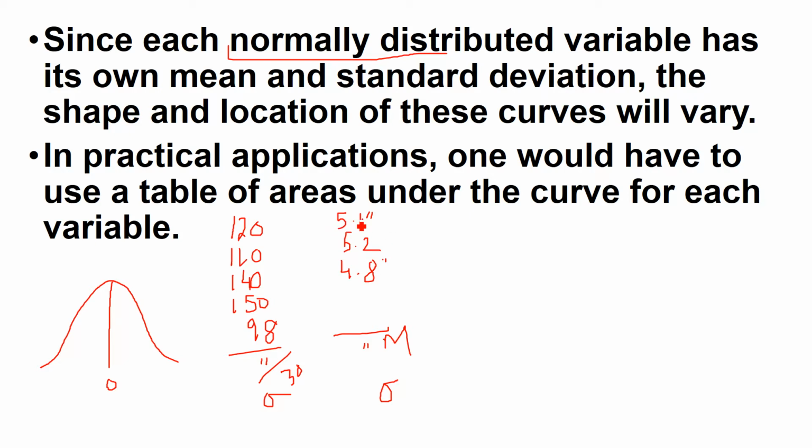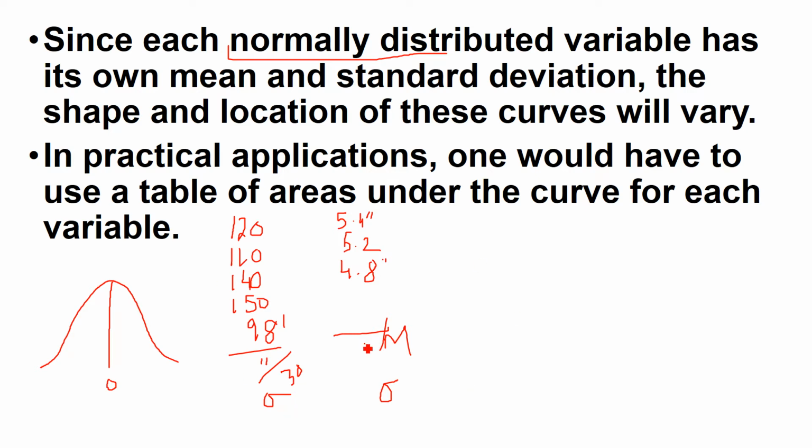These are the heights, these are the blood pressure. So each, it says that each normally distributed variable has its own mean and a standard deviation. So this variable has its own mean. We cannot say that these two have the same mean, same standard deviation. No, this is different, this is different. So this has a different mean and standard deviation. This has a different mean and standard deviation.